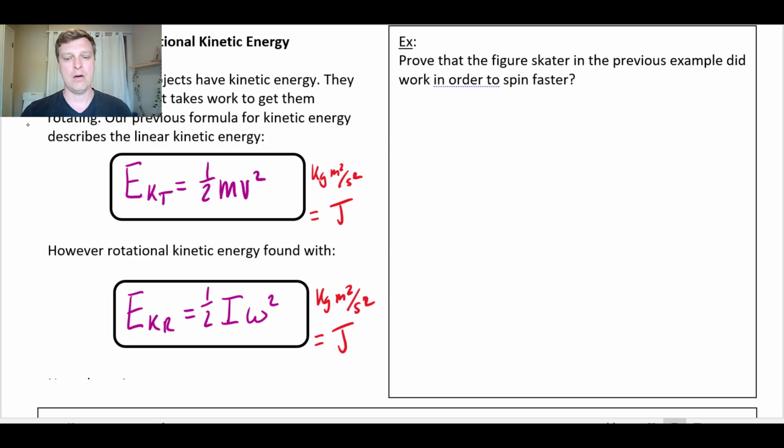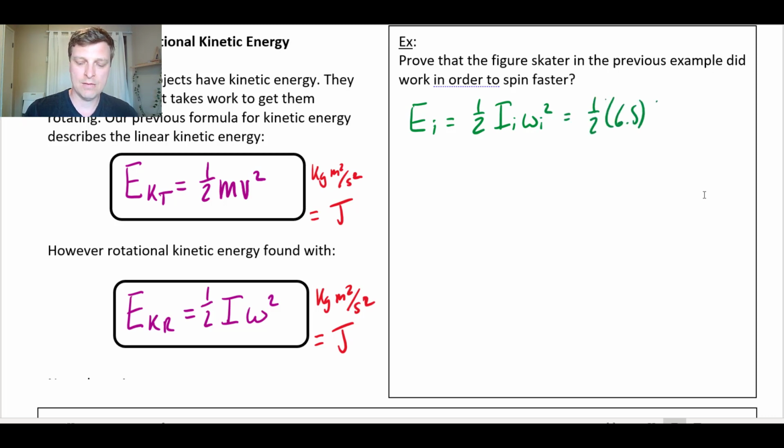So let's think about her initial energy. Her initial rotational energy is 1/2 I initial omega initial squared. And so this is 1/2 times 6.5 times 8.2 squared. And this ends up being right around 220 joules of rotational energy.